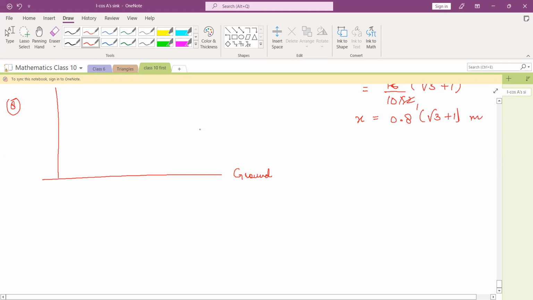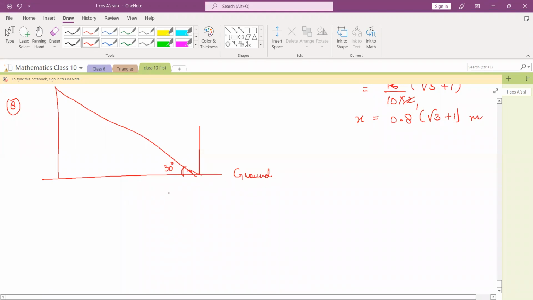And this is my tower. All right. Top of the building from the foot of the tower. So if you're looking from the foot of the tower to the top of the building, that means this angle, right? This is 30 degree. All right.